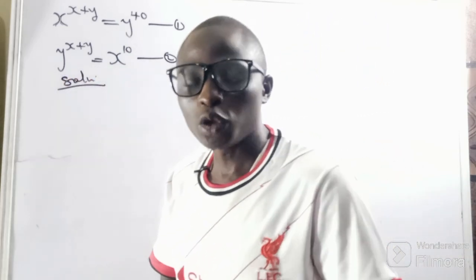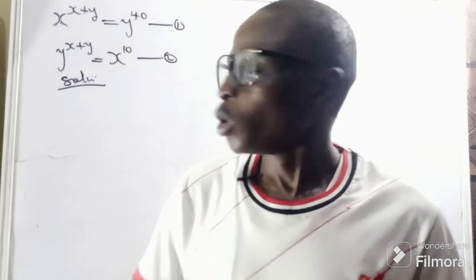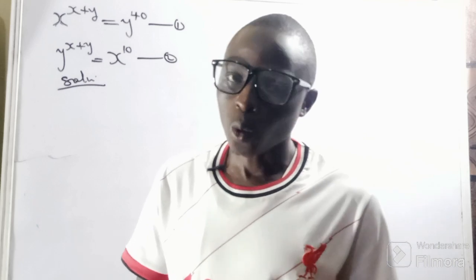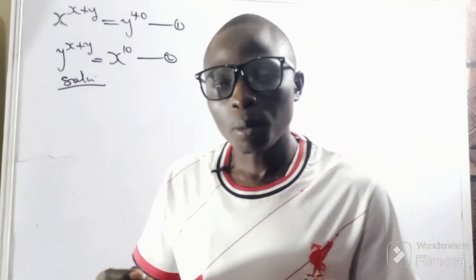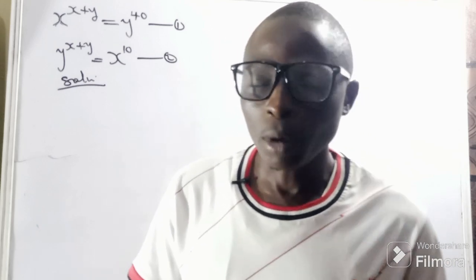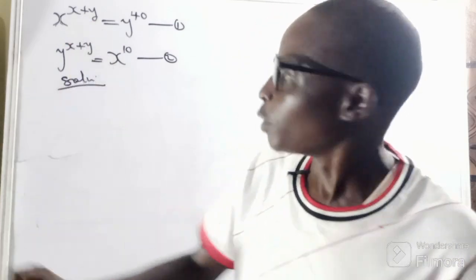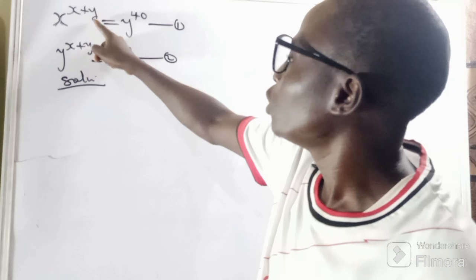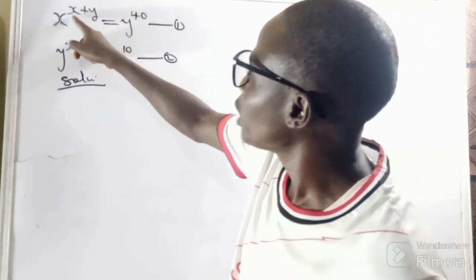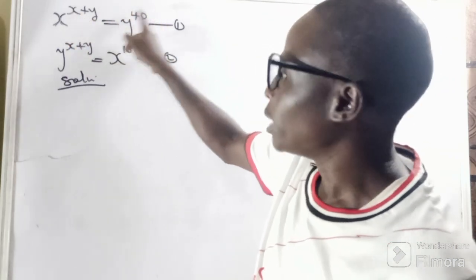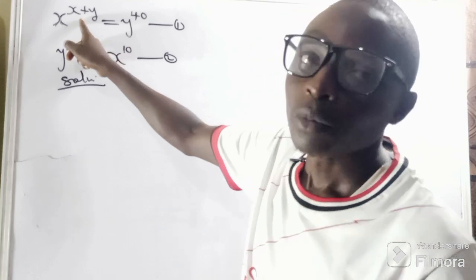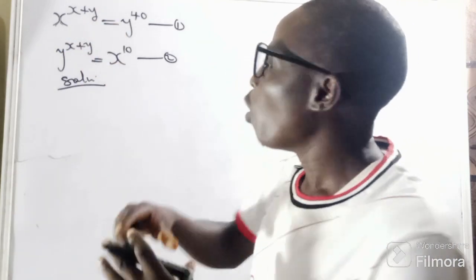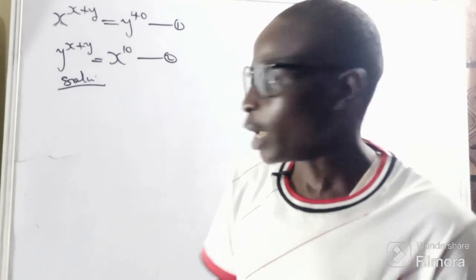I want to start with equation 1, and I want to make one of the bases the subject of the formula, either x or y. Preferably, I want to make x the subject of the formula in equation 1. In order to do this, I want to take this x plus y to the other side. That means I need to multiply the power of both sides by 1 divided by x plus y.